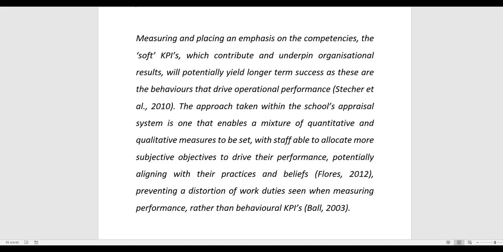They're then in their second statement relating to how the school in question has gone about doing this in terms of their quantitative and qualitative measures that they've put in. And then finally, they're ending with why this is a good thing. So they're telling us the hows and whys, but because they're mentioning that this approach potentially aligns with the practices and beliefs of staff and prevents distortion of work duties, they're offering a critical insight into the approach that the school is taking.